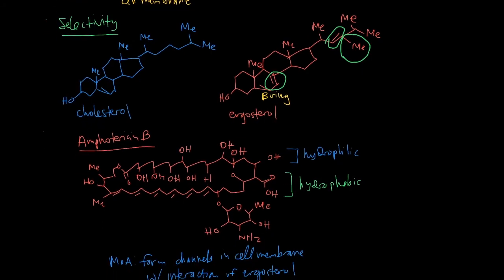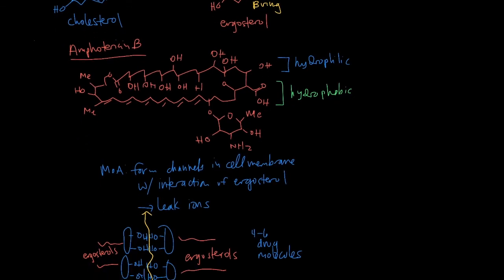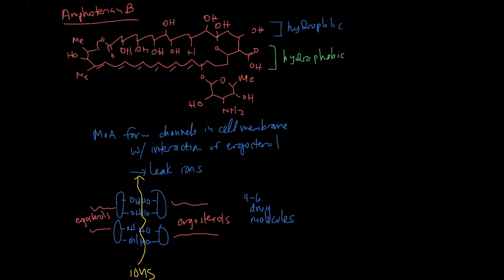Drew it right there. These drugs are selective for fungi because of the ergosterol, which contains an extra double bond in the B ring, also an extra double bond here, and an extra methyl group here. But more importantly, an extra double bond here in ergosterol, which makes the molecule actually flatter. First drug is Amphotericin B, which contains hydrophobic and hydrophilic portions.